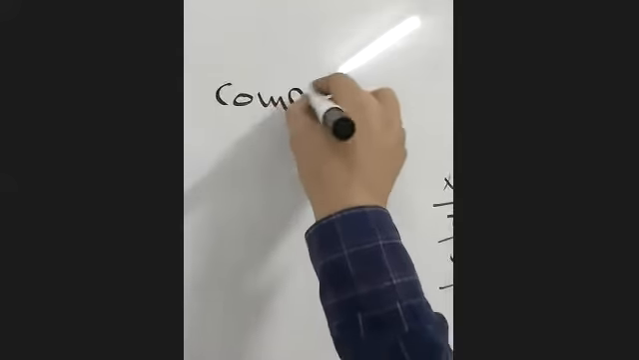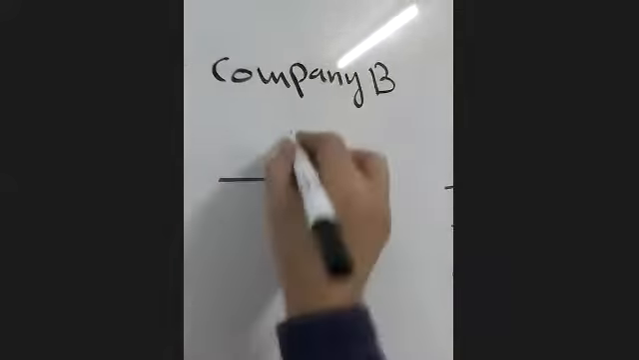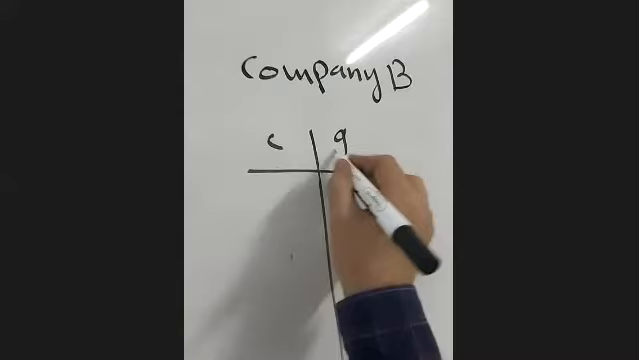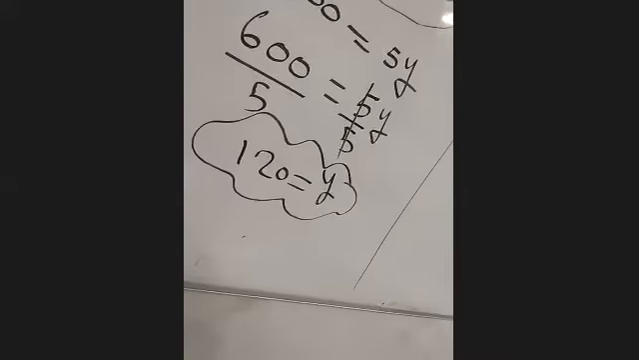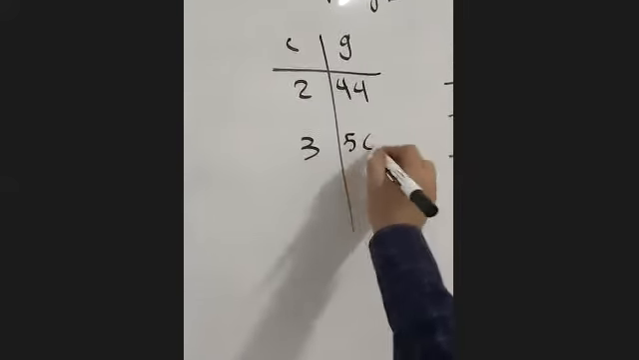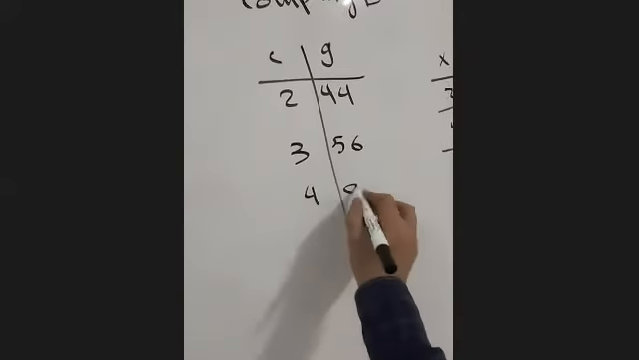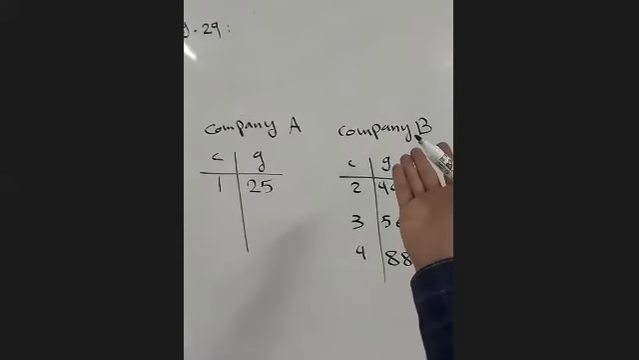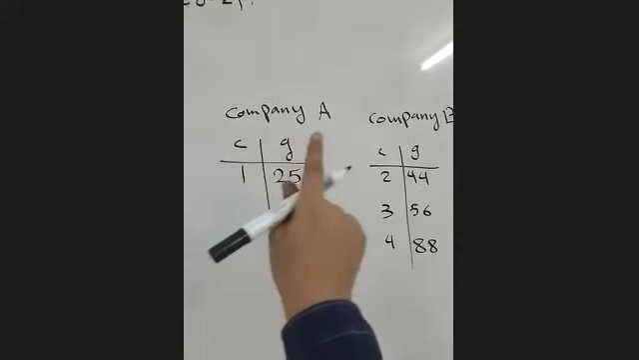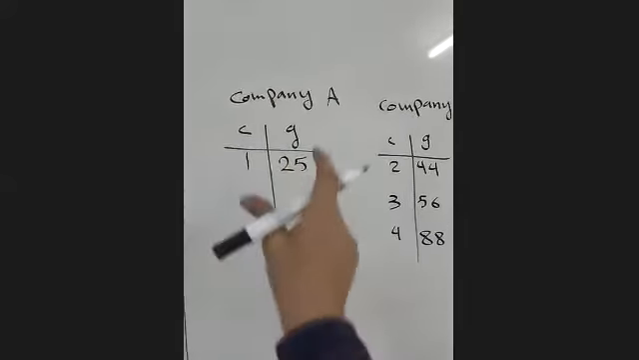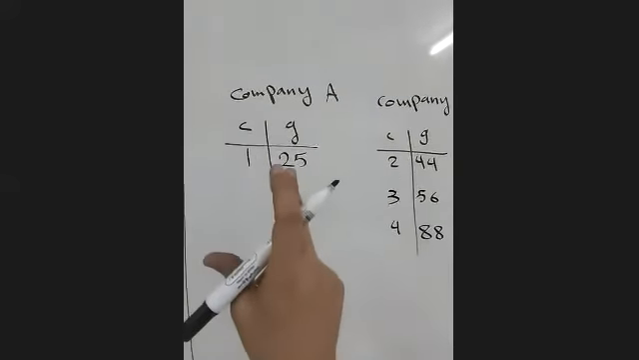This is company A. Company B is given. Look at company B. What do we have in company B? Given. Here cups, here grams, and they gave the numbers, right? Yes. Which are 2 with 44 and 3 with 56. And 4 with 88. So this is the table for company B. And this is the table, it's not finished yet, for company A. Where did I get this? From the question.